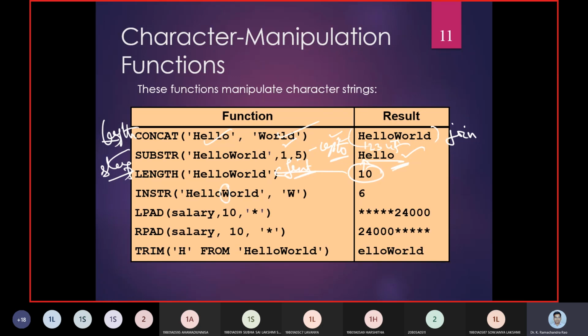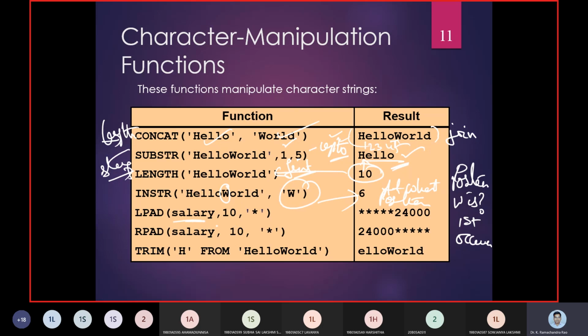Next one, we need to search at what position W is. That also displays only the first occurrence. It will not display the second occurrence. It will check the first occurrence of the value W. It is located at the sixth position.